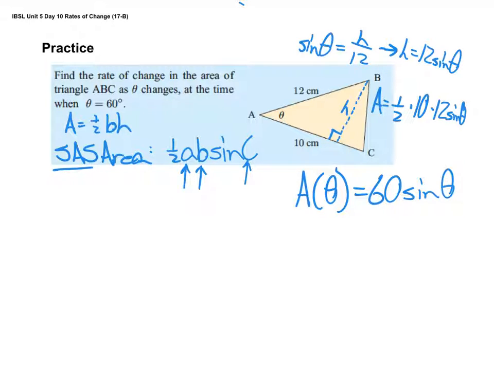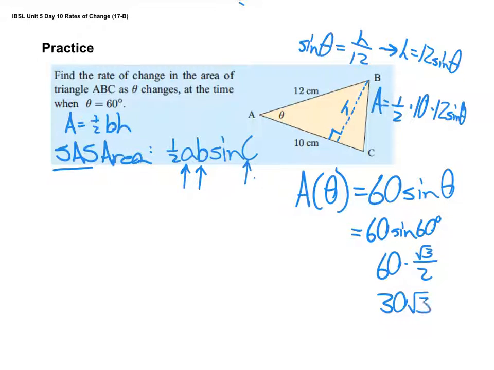If I were trying to just find the area, I would have 60 times the sine of 60, which is 52 if you want to round. Sine of 60 is root 3 over 2, so that's 30 root 3, which is 51.96, or 52.0. And that's square centimeters. Is that what we're looking for?